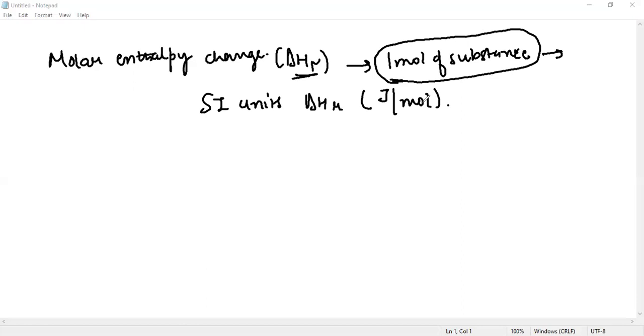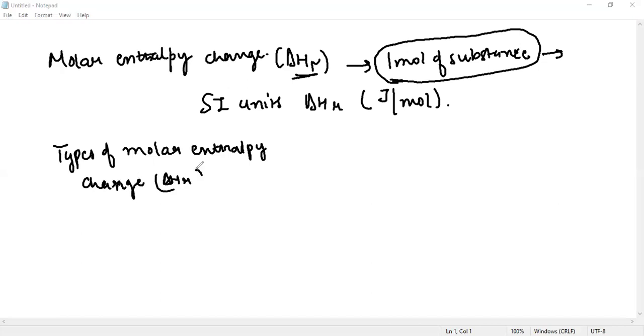Now we have molar enthalpy changes for various types of chemical reactions. I will write here types of molar enthalpy change, delta HR. And on this side, let's say we have some examples.